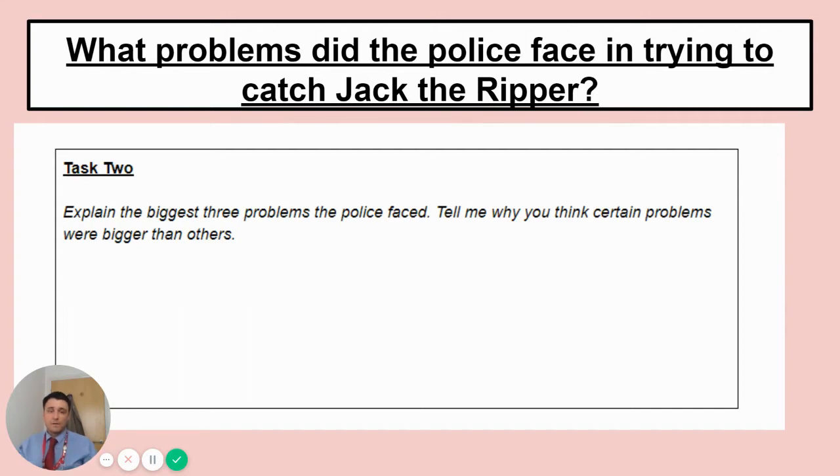So, for example, if you think that the newspaper printing stories was the biggest problem, tell me why that was a bigger problem than a lack of science. When you've done, press play to continue.